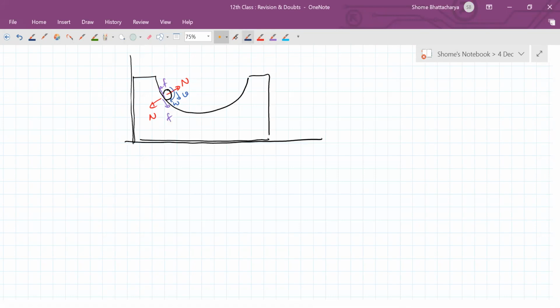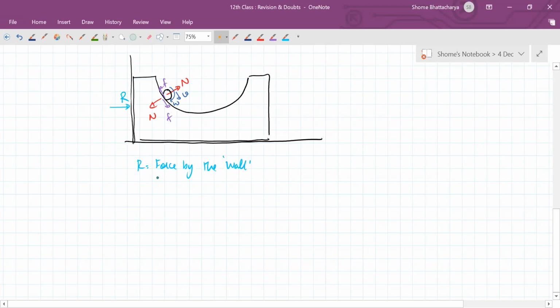Because what will happen is that this wall will absorb whatever impulse. So there's like a reaction force or a normal reaction which the wall is applying. So R is the force by the wall on the wedge. Okay. So this is happening till what? This is happening till this comes to the lowest point B for the first time.